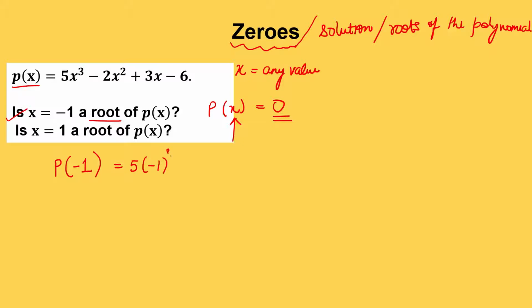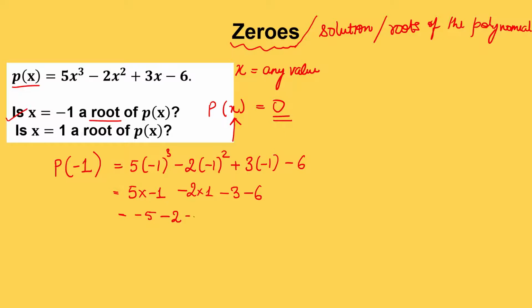5 into negative 1 raised to the power 3, 2 into negative 1 raised to the power 2, 3 into negative 1, negative 6. Odd exponent, so the result will be negative. Positive result, why? Because the exponent is even. So 2 into 1, positive, negative, negative, and 6 as it is: negative 5, negative 2, negative 3, and negative 6.